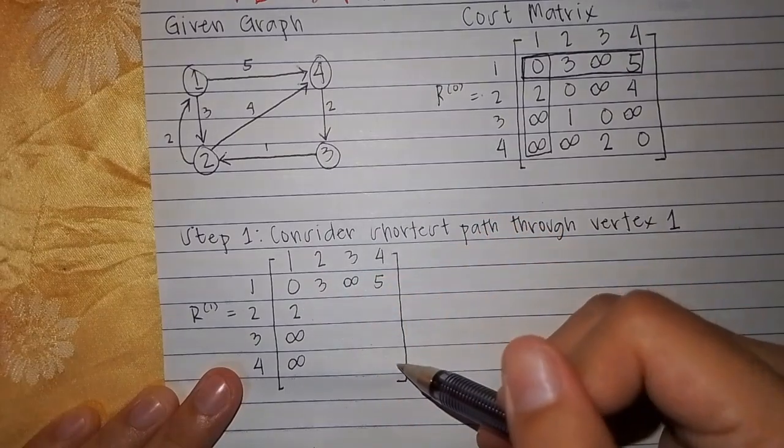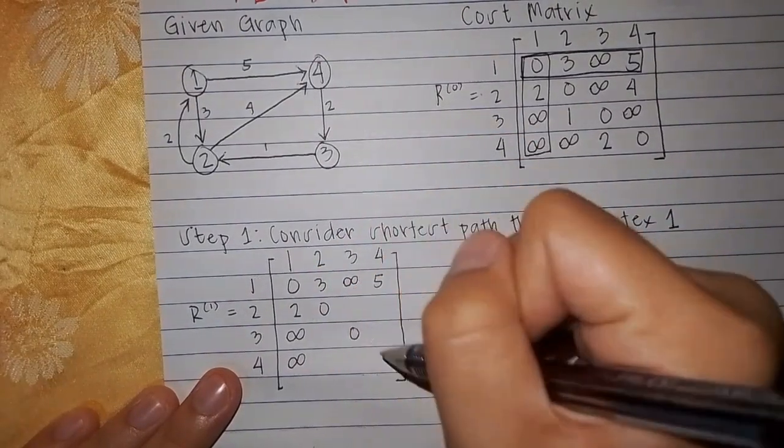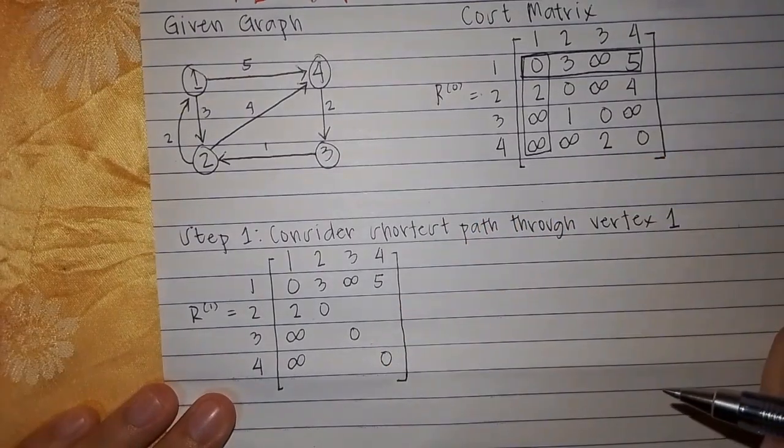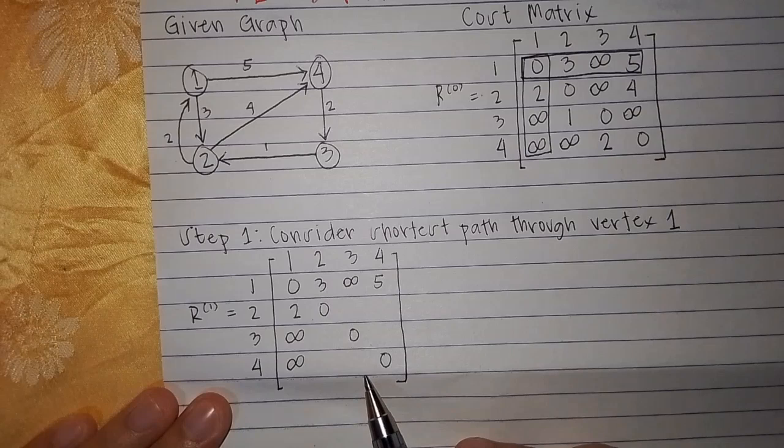And also, the diagonal line will always be 0. And the remaining positions, we are going to find.